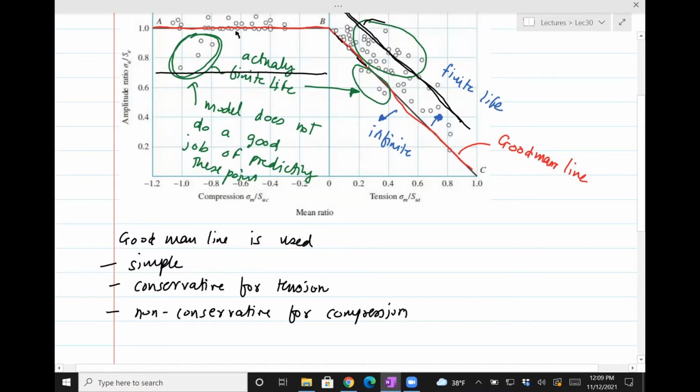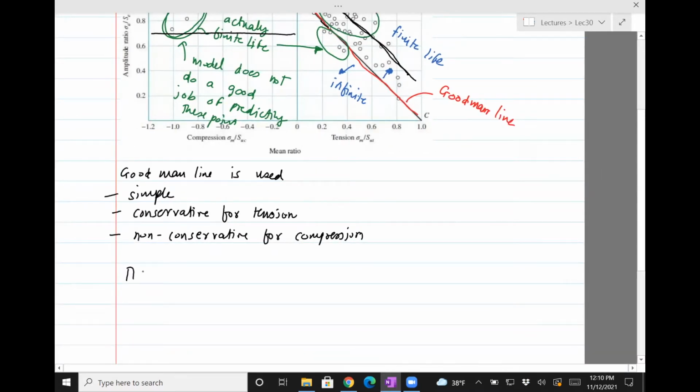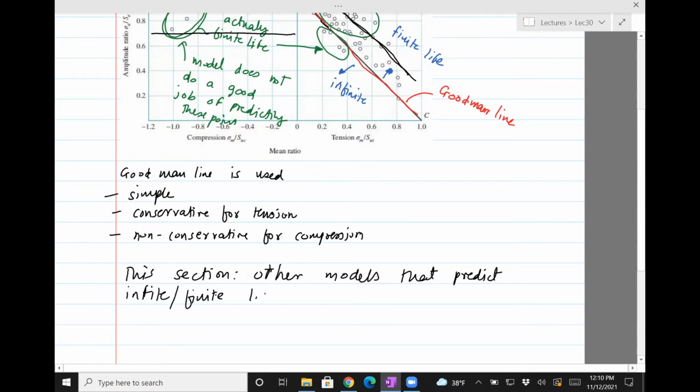And so what we're going to do in this section is see other models that predict infinite/finite life, but only in the tension region. Okay, so it's only in the tension region.